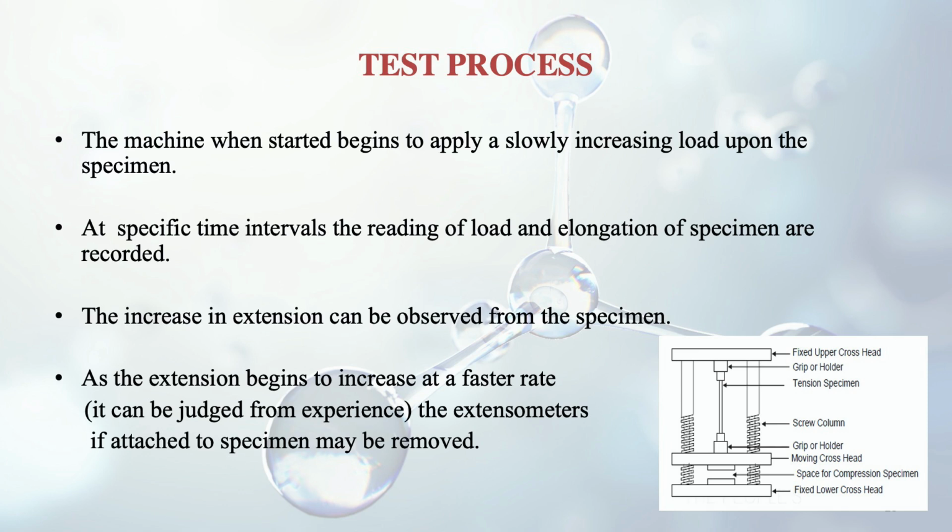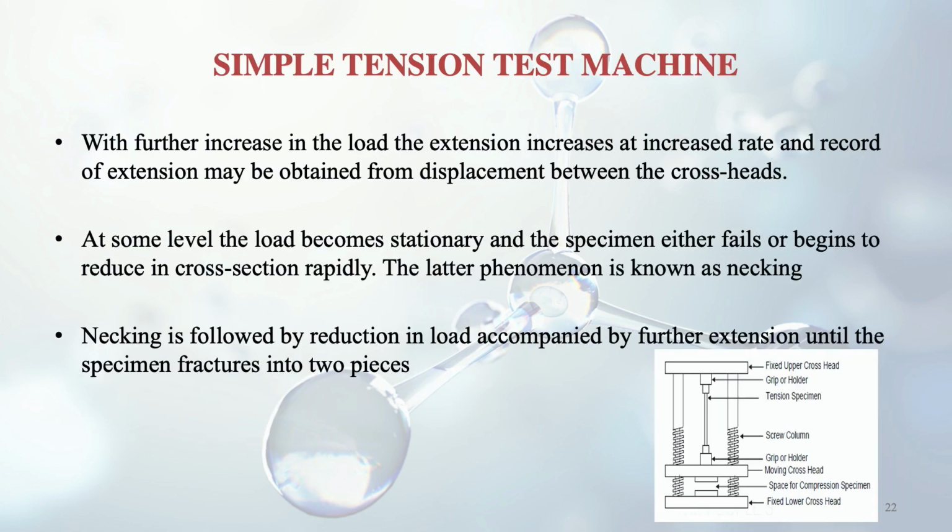Increase in extension can be observed through the bare eyes as well, but we also have the extensometer for measuring the strain. As the extension begins to increase at a faster rate, the extensometers, if attached, shall be removed. With further increase in the load, the extension increases at an increased rate, and a record of extension may be obtained from the displacement between the crossheads.